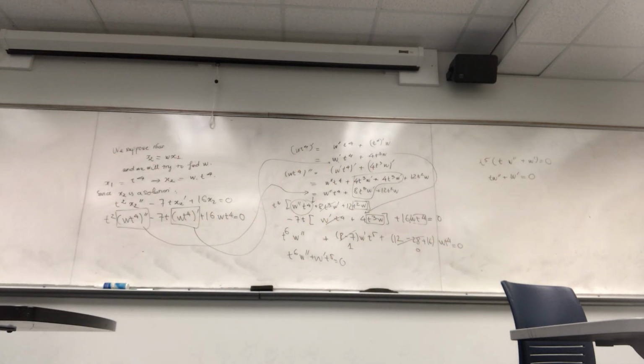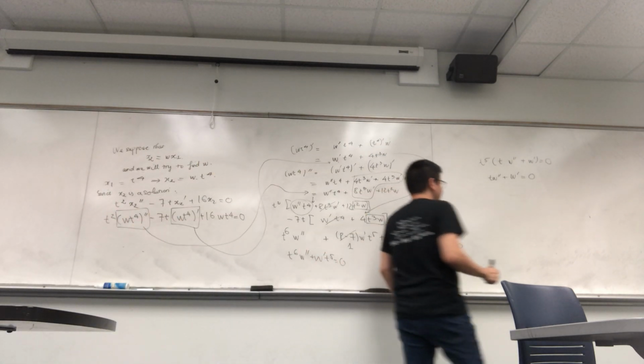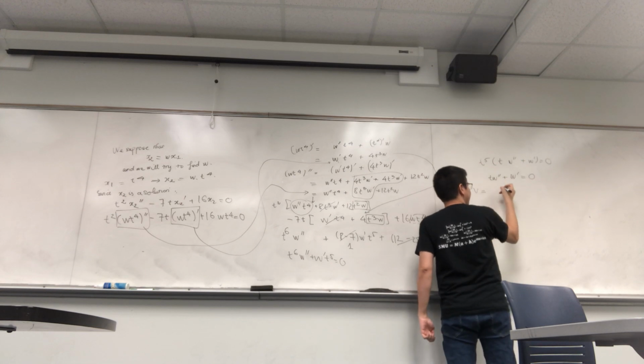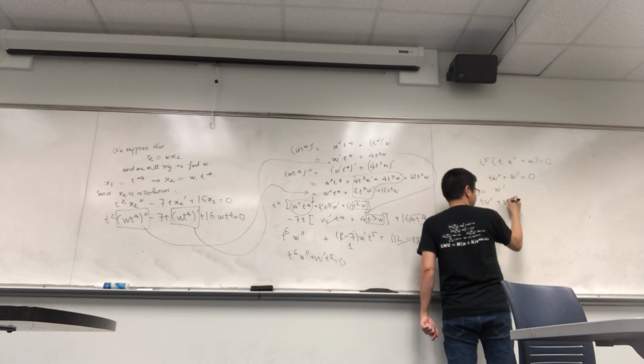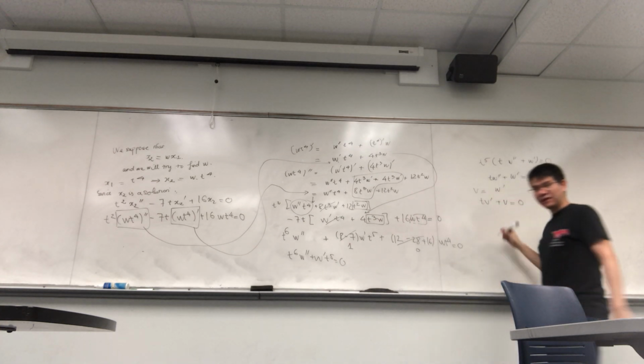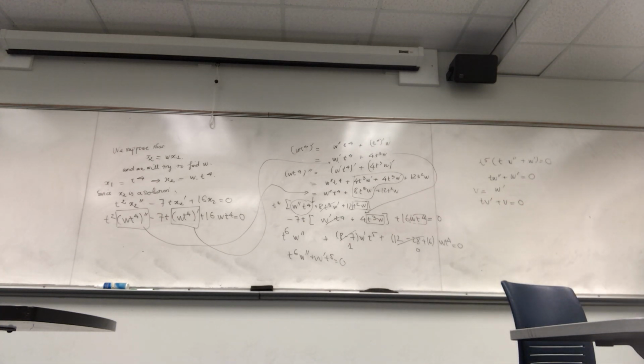So how can I solve this equation? Would you now plug in v equals w prime? Yes. So now you define v to be w prime, then you have t v prime plus v is 0. All right? It's good.